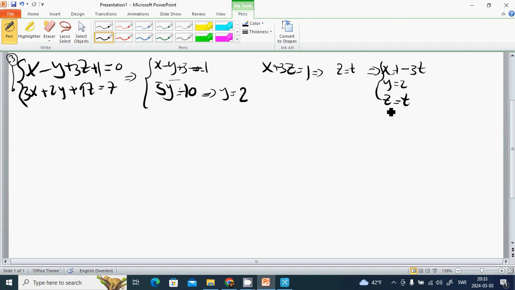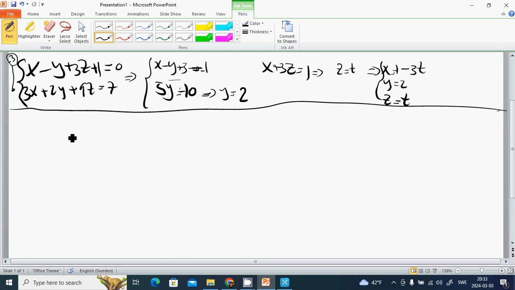Which is the line, the cross section line of the two planes. Okay.